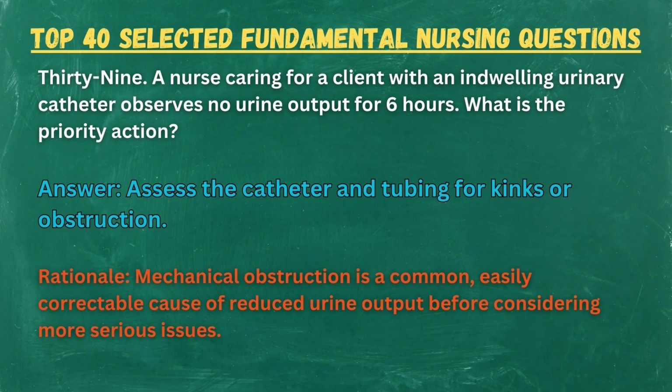39. A nurse caring for a client with an indwelling urinary catheter observes no urine output for 6 hours. What is the priority action? Answer: Assess the catheter and tubing for kinks or obstruction. Rationale: Mechanical obstruction is a common, easily correctable cause of reduced urine output before considering more serious issues.